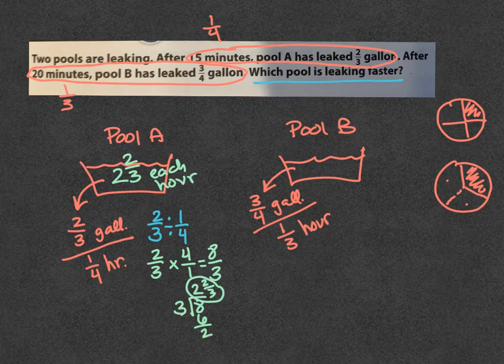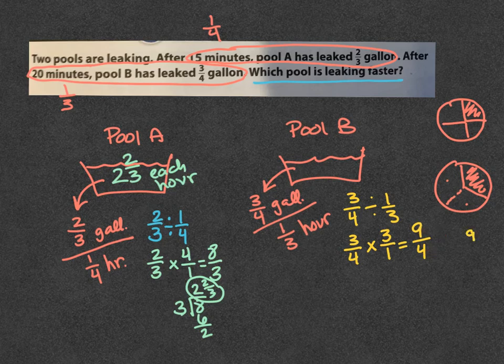Let's compare it to this guy over here. We're doing 3/4 divided by 1/3. Keep 3/4 the way it is. Change divide to multiply. Flip 1/3 on his head, reciprocal. Multiply straight across. 3 times 3 is 9. 4 times 1 is 4. That is an improper fraction. Divide the bottom into top. Remainder is the numerator. 9 divided by 4 goes in twice. Gives me 8 with 1 out of the 4 left over. This one is leaking 2 1/4 each hour.